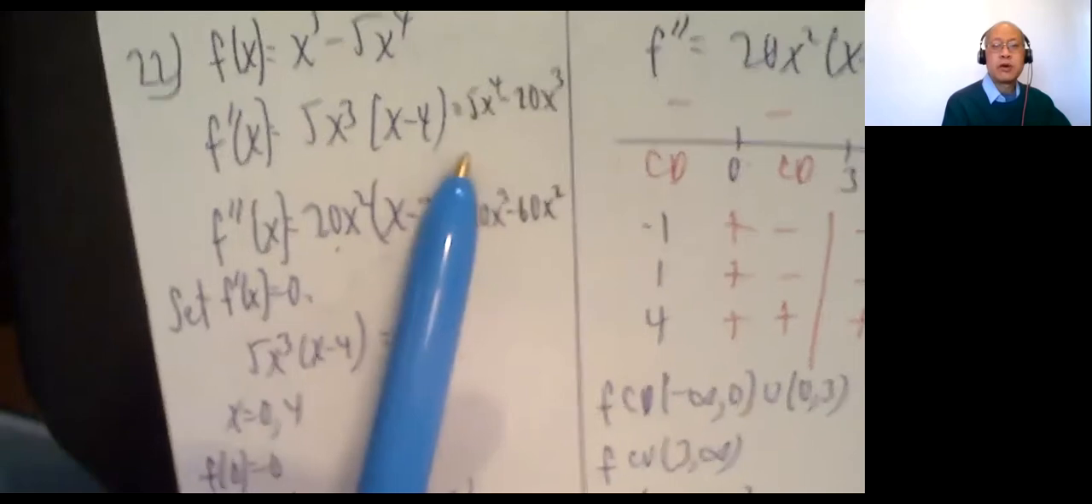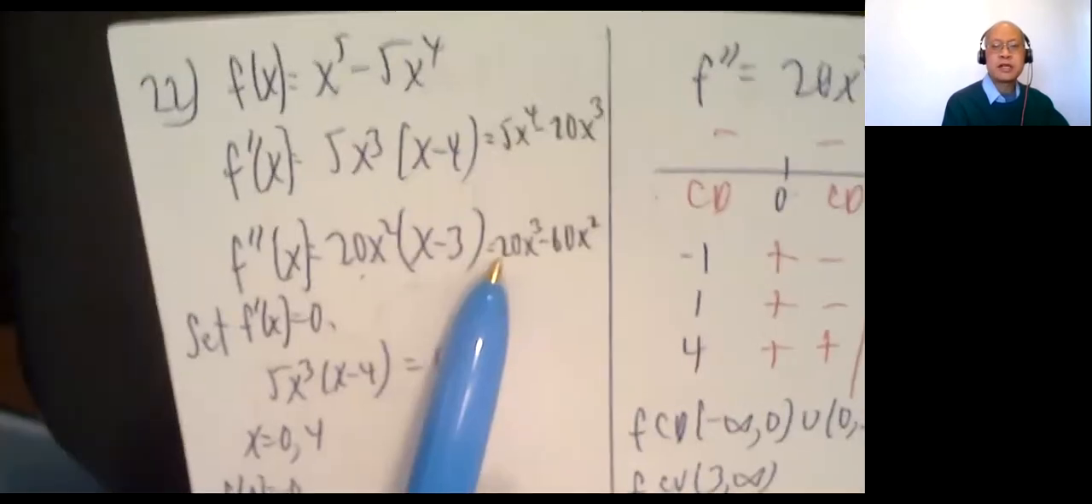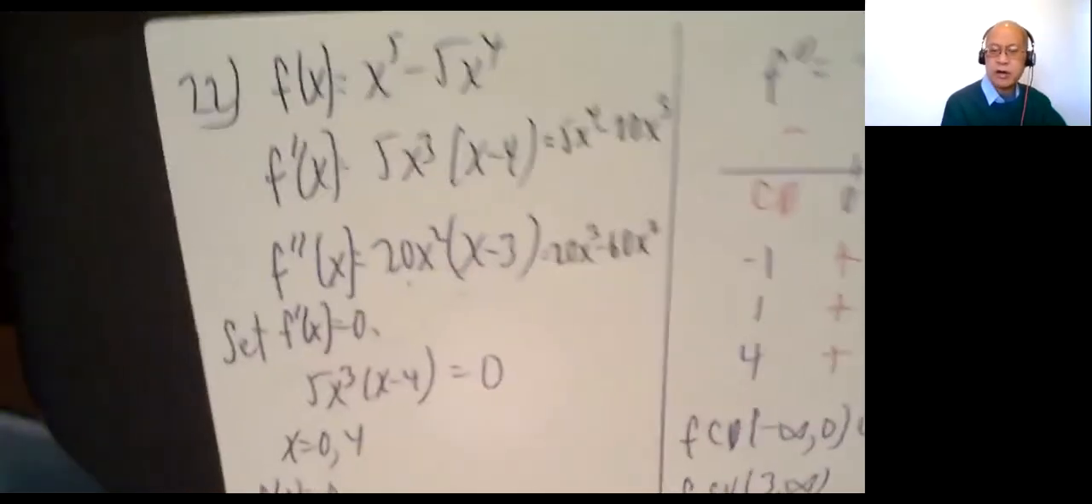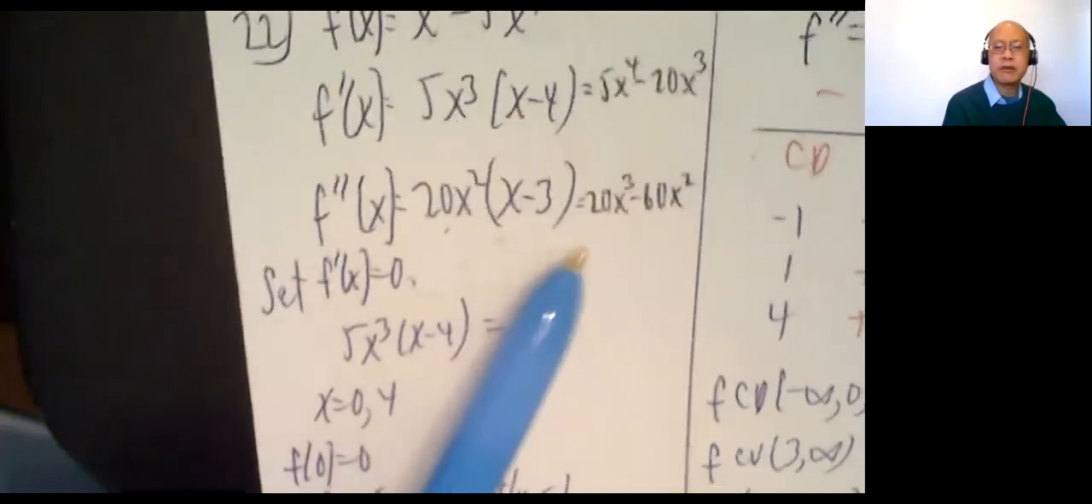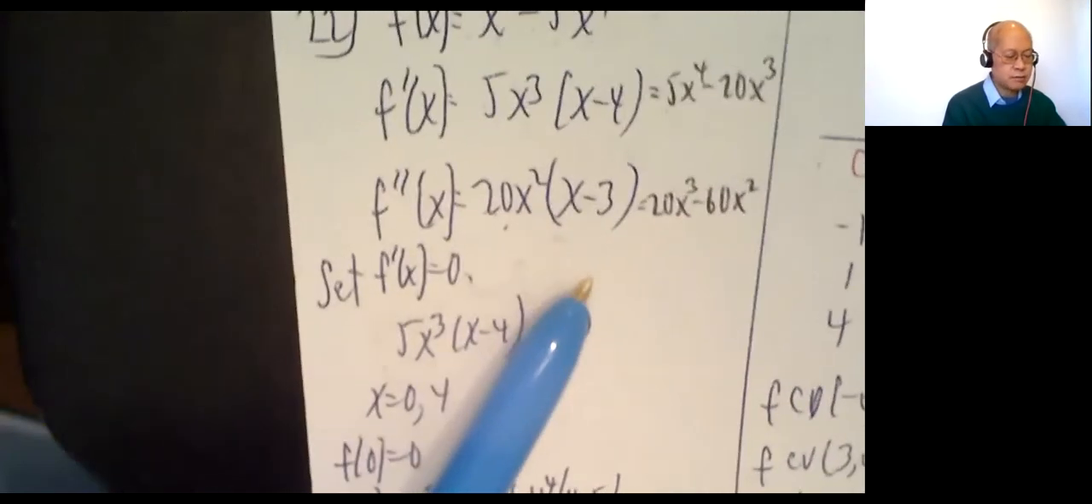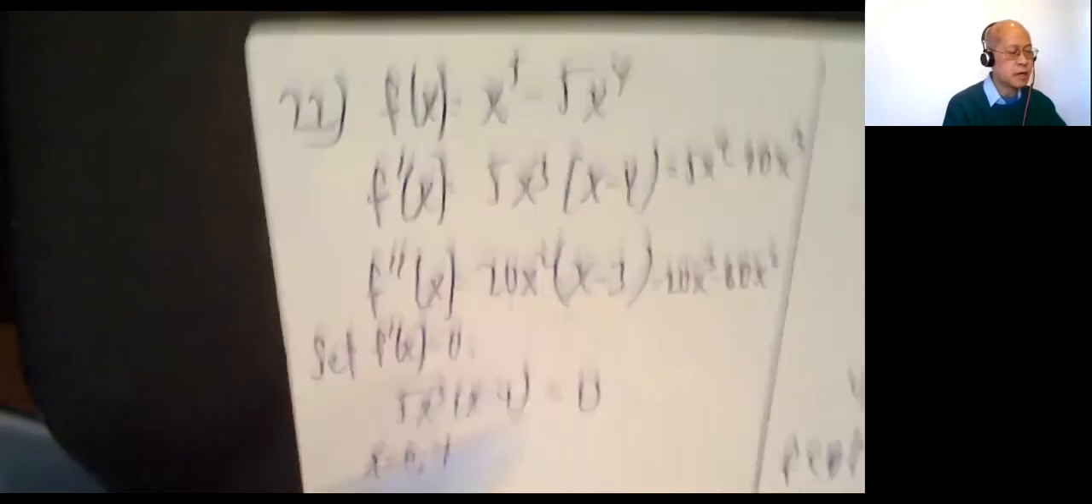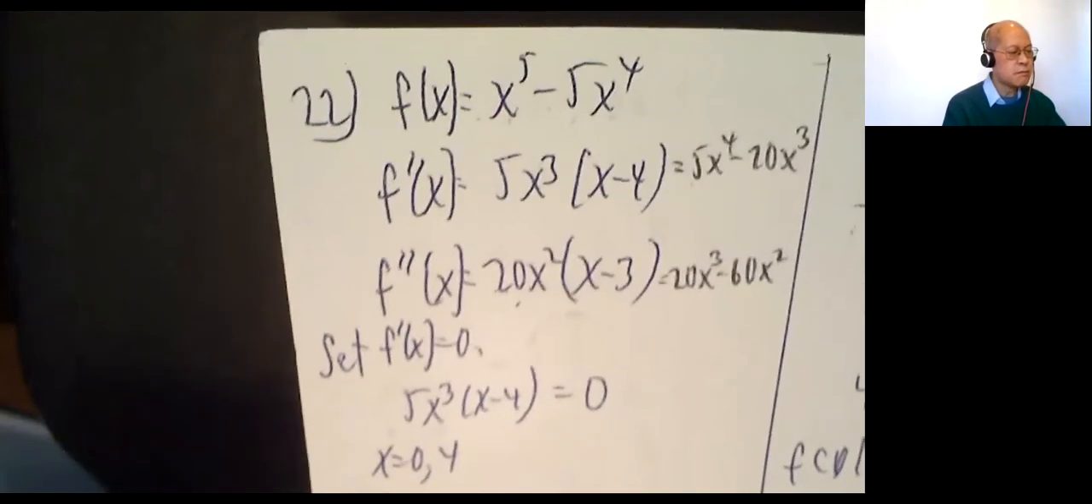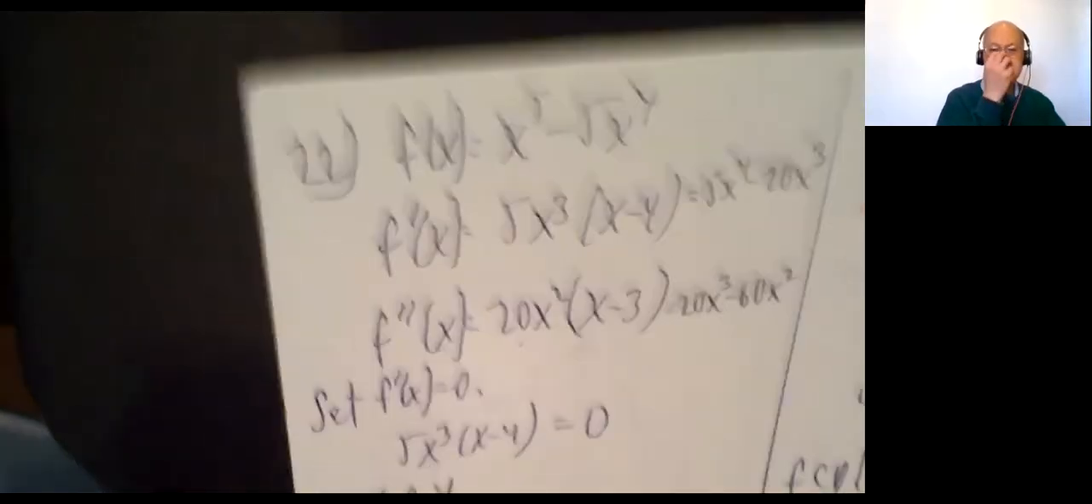The second derivative, well, what's the derivative of this? 20x cubed minus 60x squared. And then if you factor out the greatest common factor, which is what? 20x squared, then you have x minus 3 left. Okay. All right, so otherwise just do the same stuff.